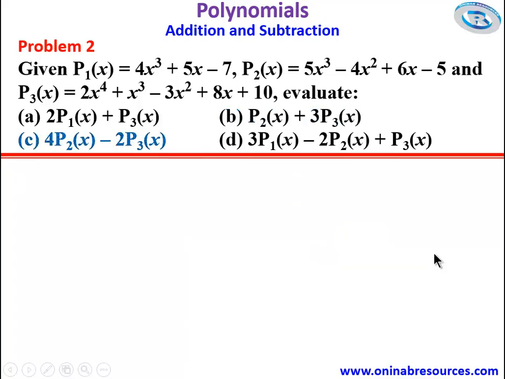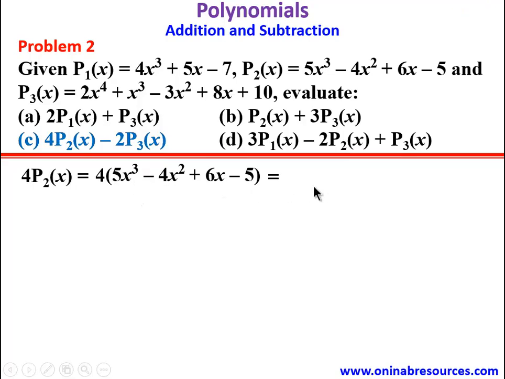Then we go to C. For C, we are multiplying P2 by 4 and multiplying P3 by 2. So starting with 4P2 of x, that's going to be 4 into 5x³ minus 4x² plus 6x minus 5. This will be 4 times 5x³ gives 20x³. 4 times negative 4x² gives negative 16x². 4 times 6x gives positive 24x, and 4 times negative 5 gives negative 20.